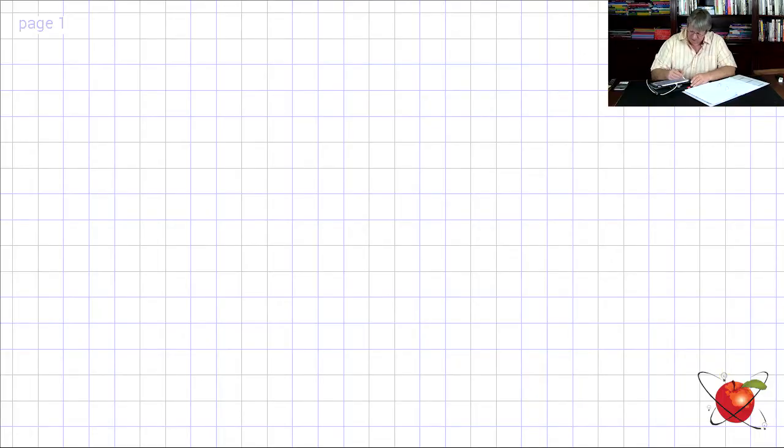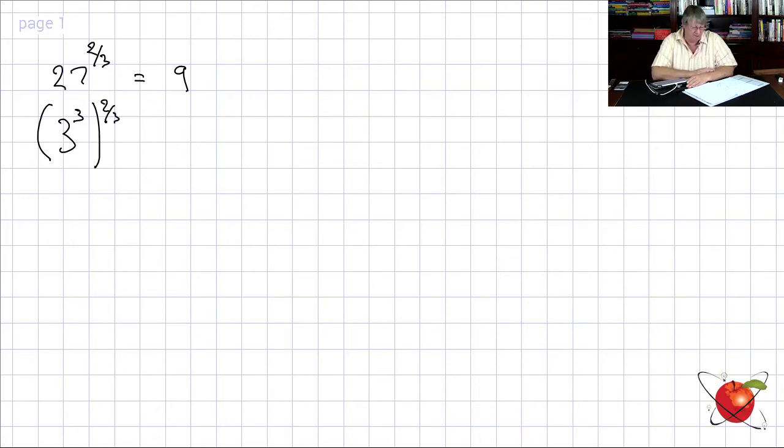27 to the power of 2/3 is equal to 9. How? Well, first of all, 27 to the power of 2/3. Let us simplify. We have to prove that. Let us say we have to prove it. We say, first of all, 27 is 3 to the power of 3, like so, to the power of 2/3, correct?